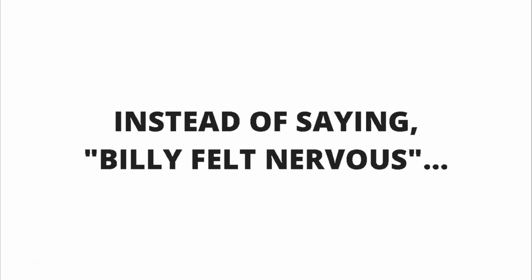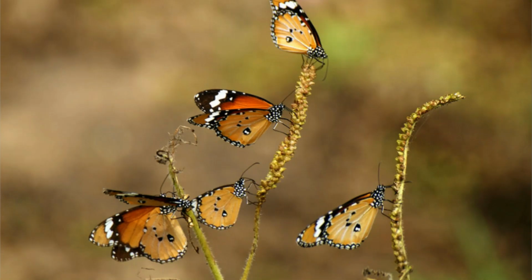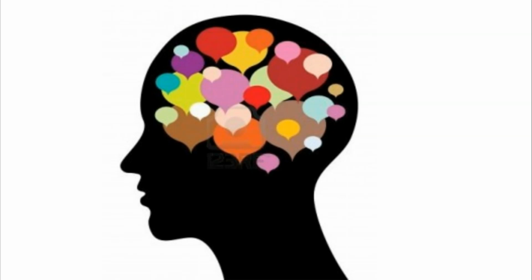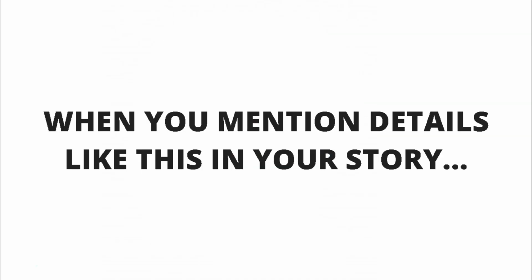For example, instead of saying, "Billy felt nervous," why don't you describe how Billy felt? Does he have butterflies in his stomach? Are his palms sweaty? What's his internal dialogue? When you mention details like that in your story, the reader will be able to put 2 and 2 together in his mind and come to the realization that Billy is indeed nervous without having to say it up front.